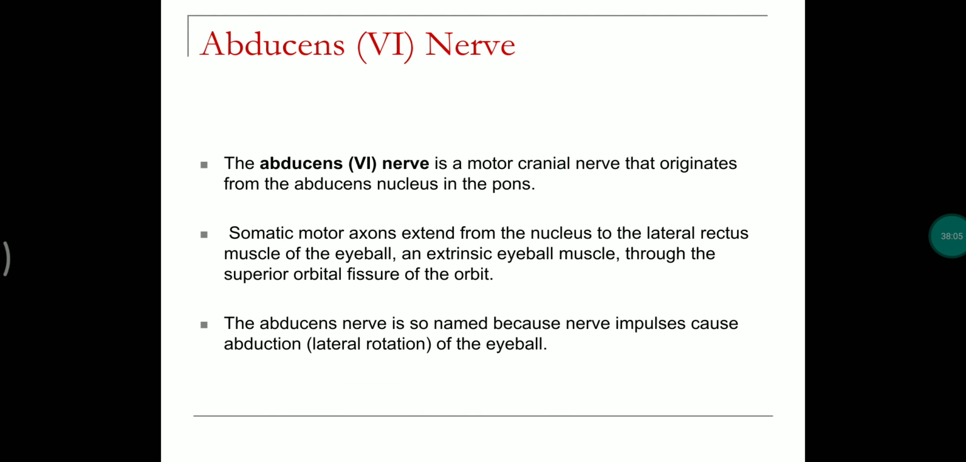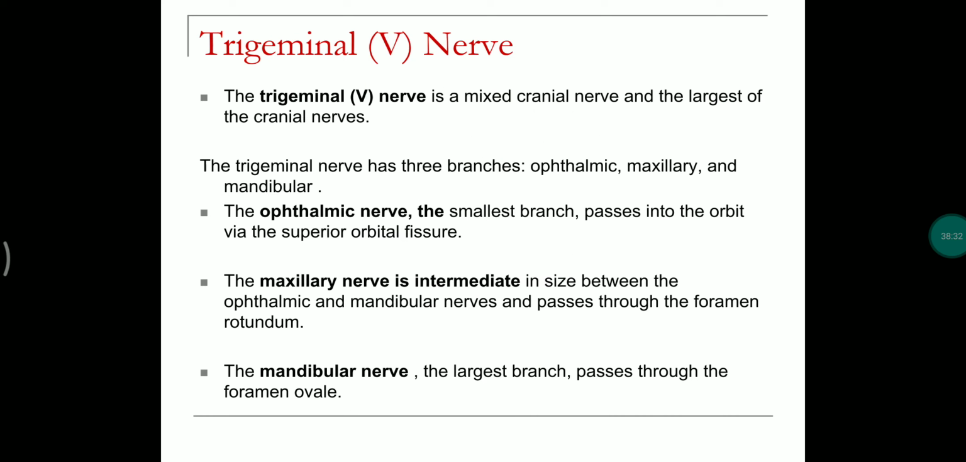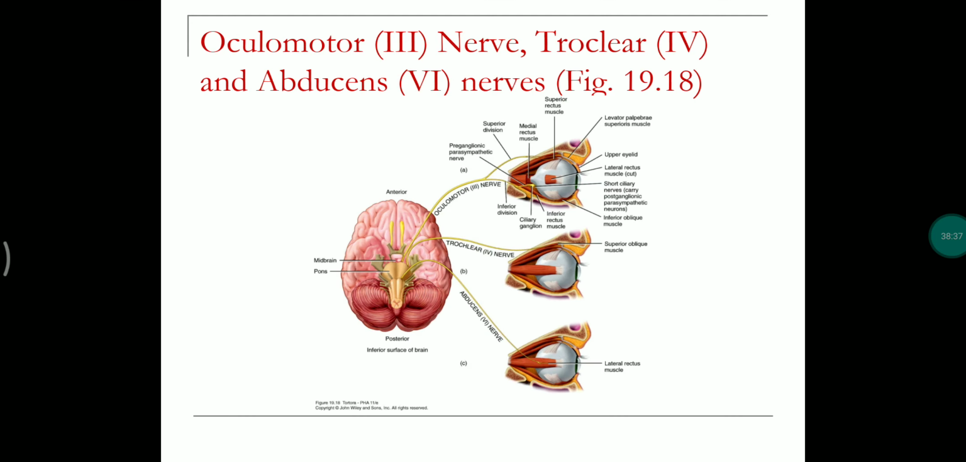And the abducens nerve. The abducens nerve is also a motor cranial nerve which originates from the abducens nucleus in the pons. Its somatic motor neuron axons extend from the nucleus to the muscles of the eyeball, which helps in the movement of the eyeball. So totally, the oculomotor nerve and trochlear nerve help in the movements of the eyeball, and another nerve that also helps is the abducens.